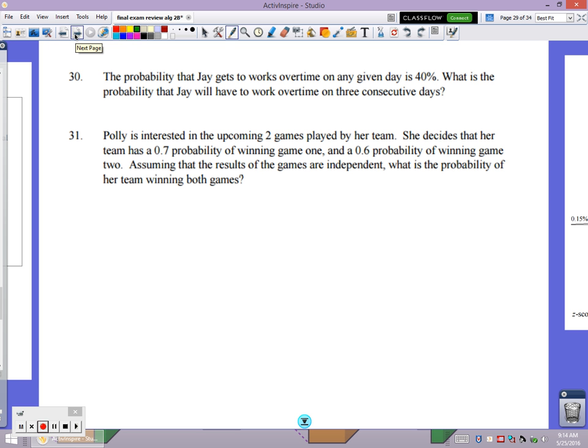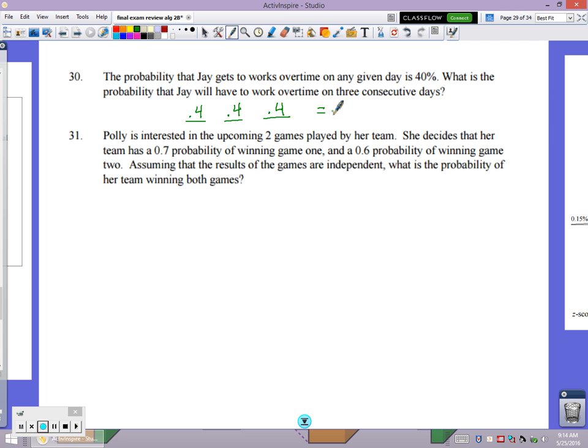So, the probability that Jay gets to work overtime on any given day is 40%. What is the probability that Jay will have to work overtime on 3 consecutive days? So day 1, day 2, day 3. The probability he'll work overtime is 0.4. The probability on the second day is again 0.4. And the probability on the third day is again 0.4.